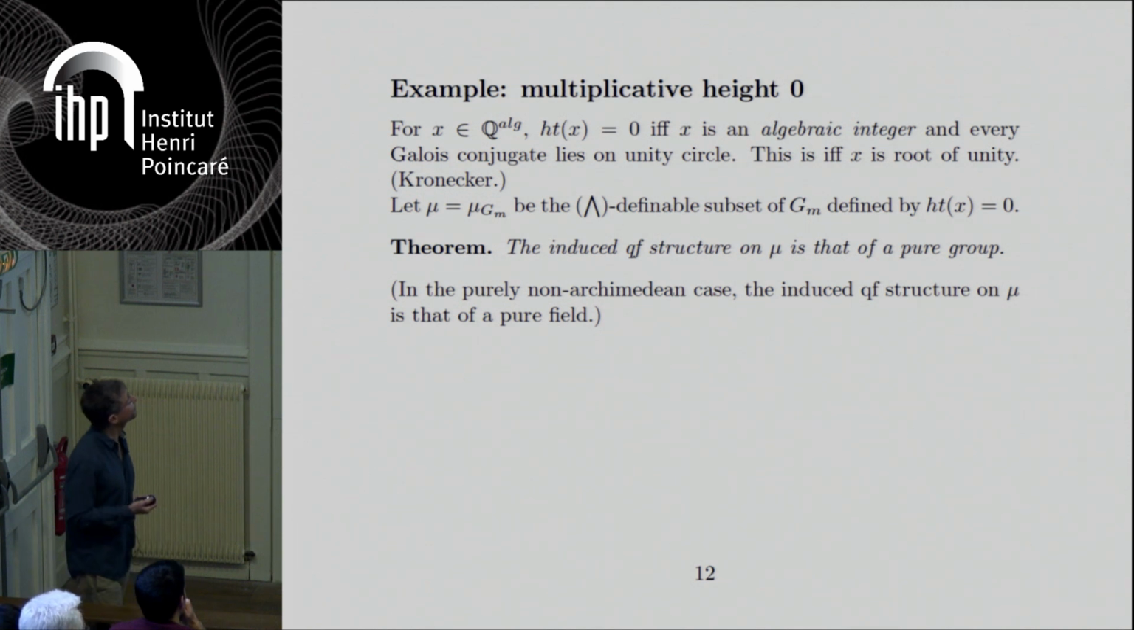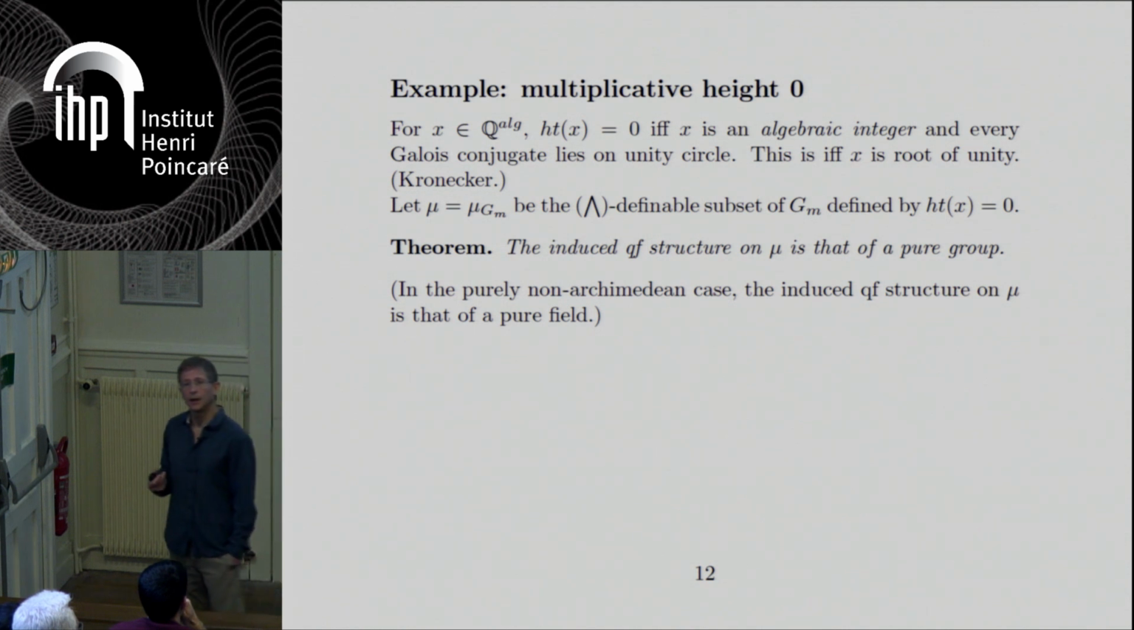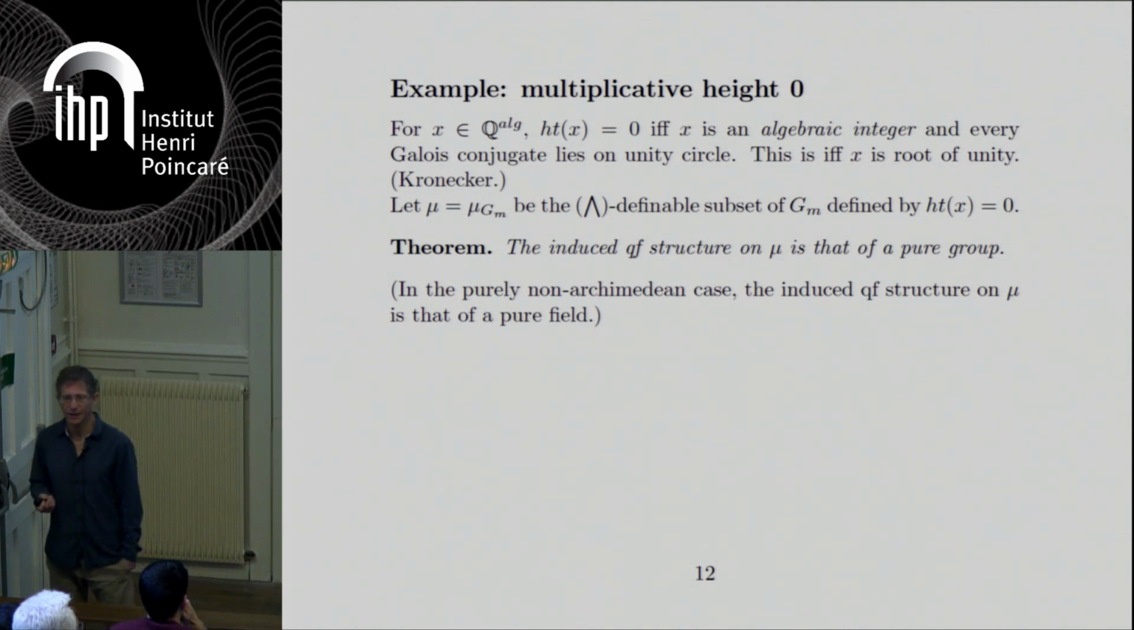Okay. So we talked about the height of a single element, for a non-zero element x. This is the classical case. Anyway, we can define height of x equals 0. This is a certain subgroup, a definable subgroup of the multiplicative group.